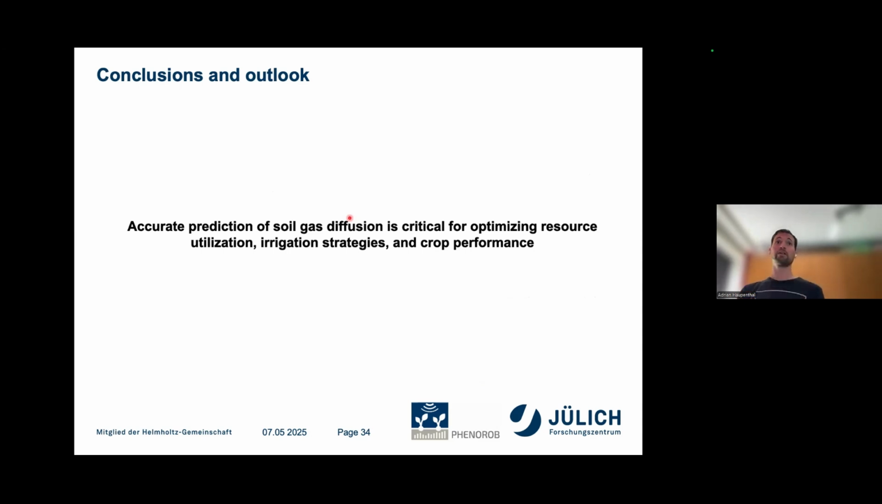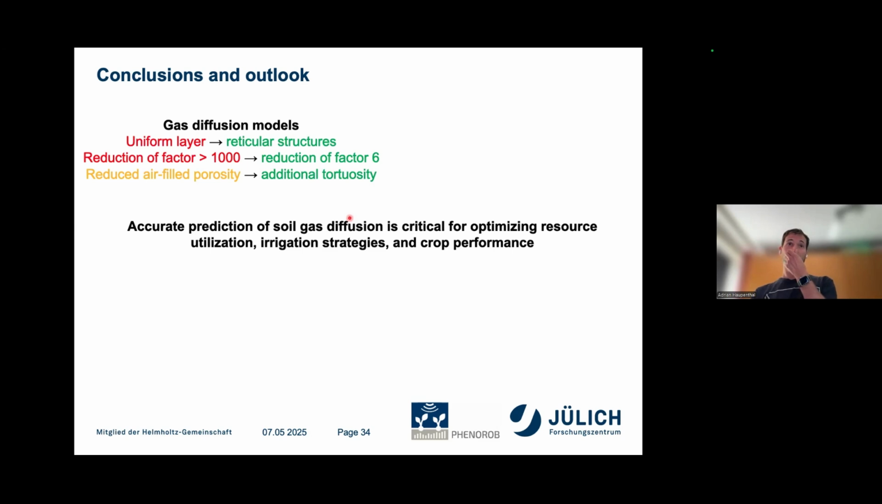As a conclusion and an outlook, accurate prediction of soil gas diffusion is crucial for optimizing resource utilization, irrigation strategies, and ultimately crop performance. We have seen for the gas diffusion model that we cannot treat mucilage as a uniform layer, since it forms reticular structures, where we would expect a reduction by a factor of more than a thousand if we treat it as a uniform layer. I could show that the highest reduction by these mucilage structures was by a factor of 6. Reduced air-filled porosity as a primary variable for the diffusion models is not reliable here if we add mucilage, so we should think more of an additional tortuosity factor we need to implement in the models.